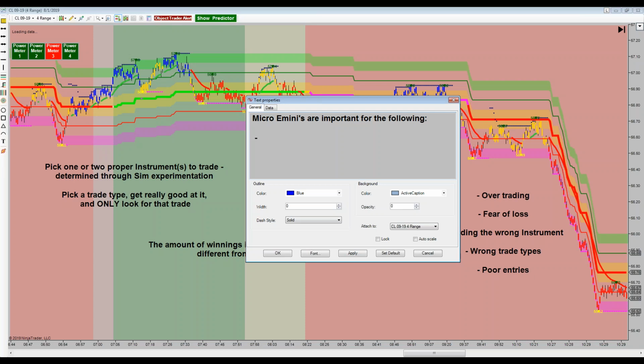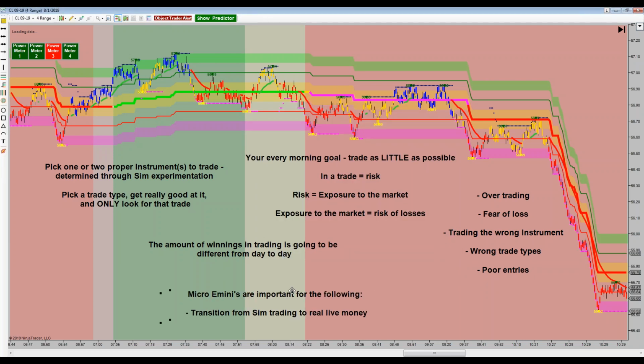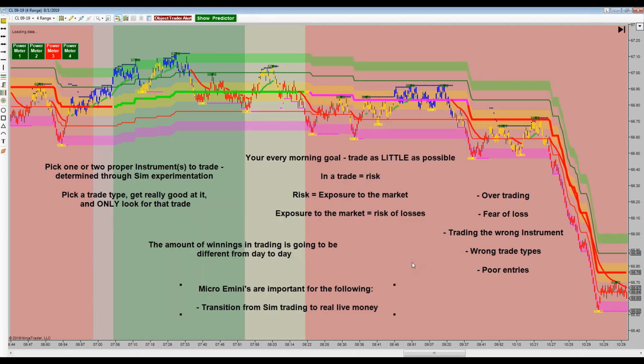They are there to help you transition from sim trading psychologically to real live money. So what I'm saying is that, you know, there is a process to learn here, and maybe it's worth taking a minute to explain what that process is, because some of you are admitting the fact that you're just complete newbies and you're trying to understand this.